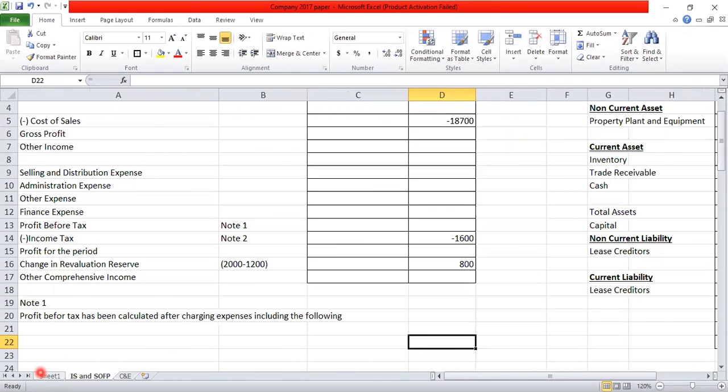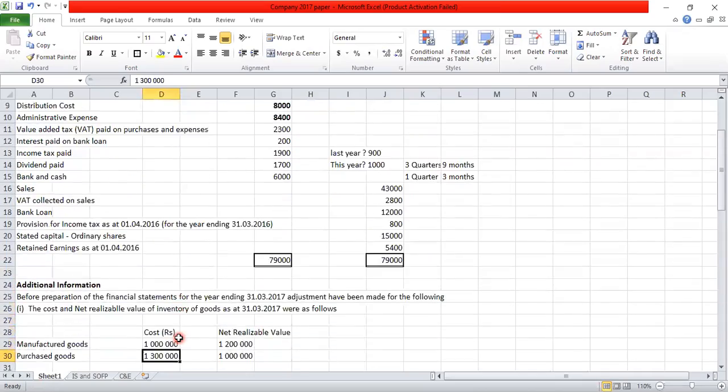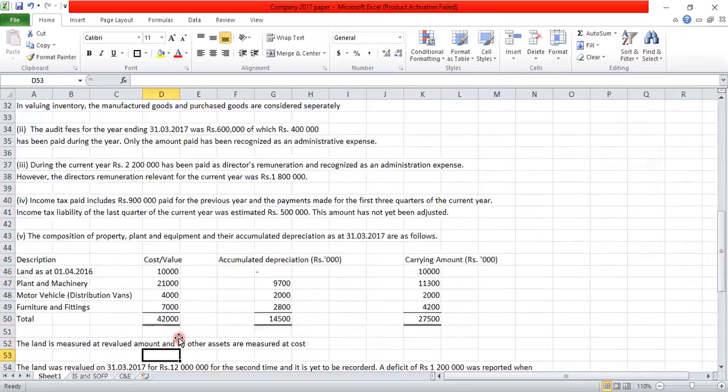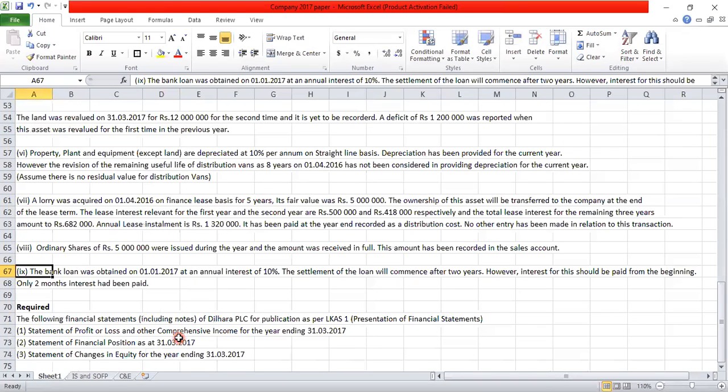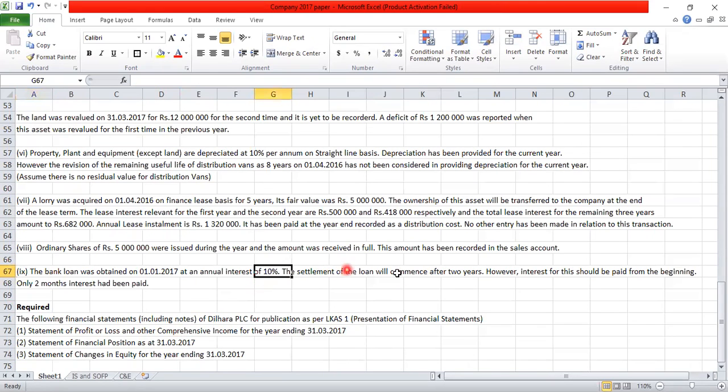What do you have on the next point? We have adjustment number 10, the bank loan, right? We have the bank loan. So the bank loan was obtained on 1st 2017 at an annual interest of 10%. The settlement of the loan will commence after 2 years. However, interest for this should be paid from the beginning. Only 2 months of interest has been paid.